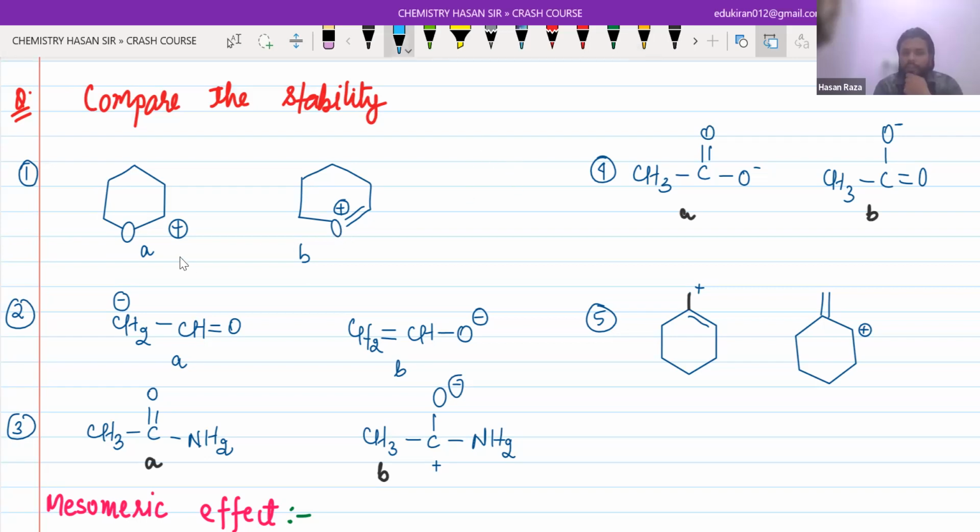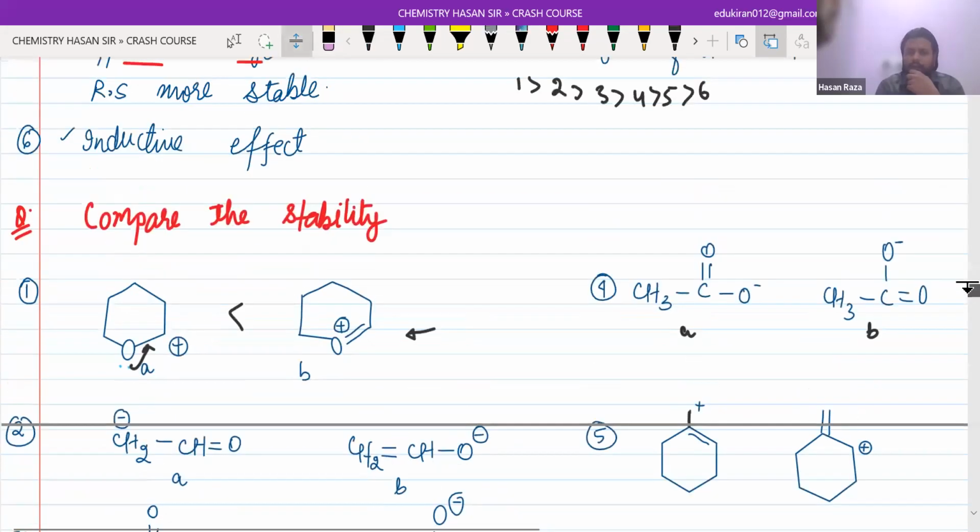They are resonating structures of each other. There is a lone pair, that is understood. So it will be given like this, and then there will be a double bond and a positive charge on oxygen. So you can see the pi bond is more here. That's why it is more stable. I did this in this way.